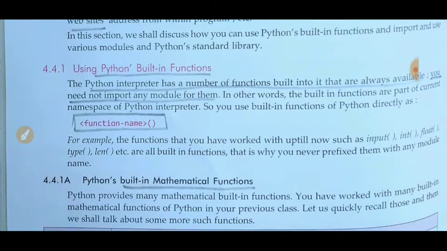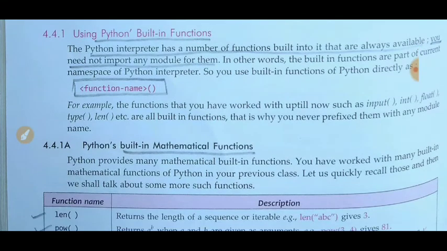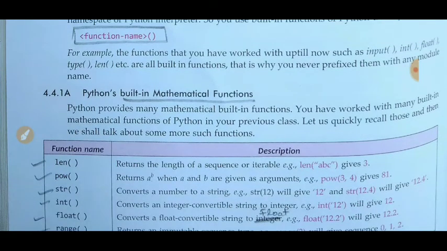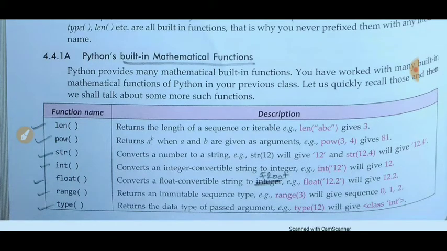Just like see here, 4.4.1a Python built-in mathematical function. So first we have to discuss about the mathematical function. These are built-in. Built-in means there is no need to import any math module here for this function. So one by one we have to discuss this. First function name is len function. Len function returns length of the sequence. Like example you have to see here, len ABC. ABC is a sequence. It is a string type sequence. So length of this string is 3.